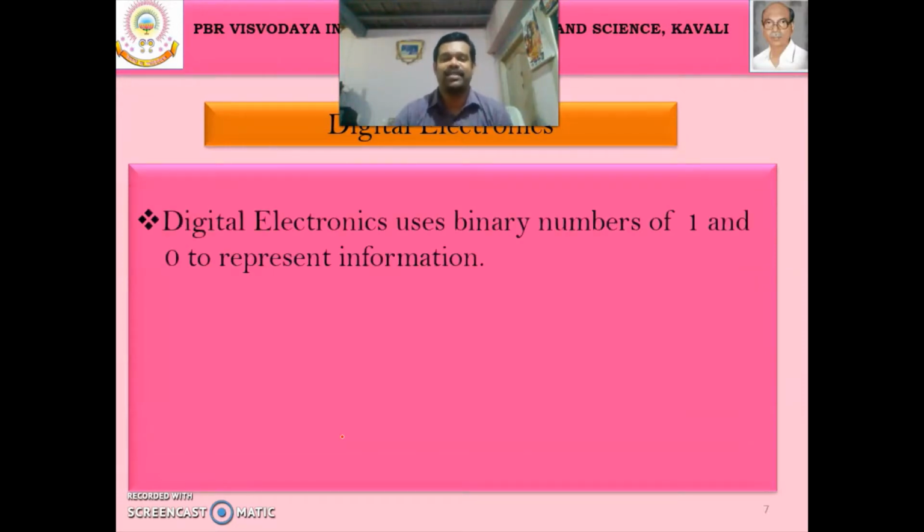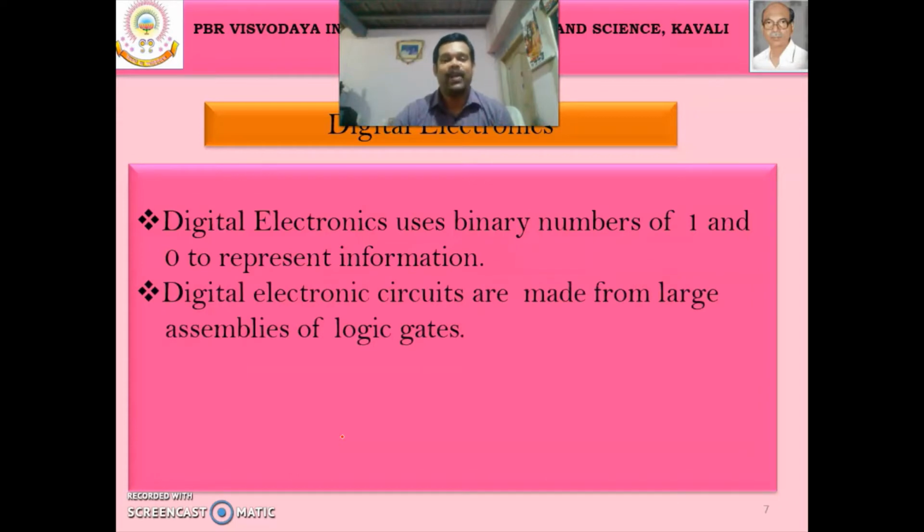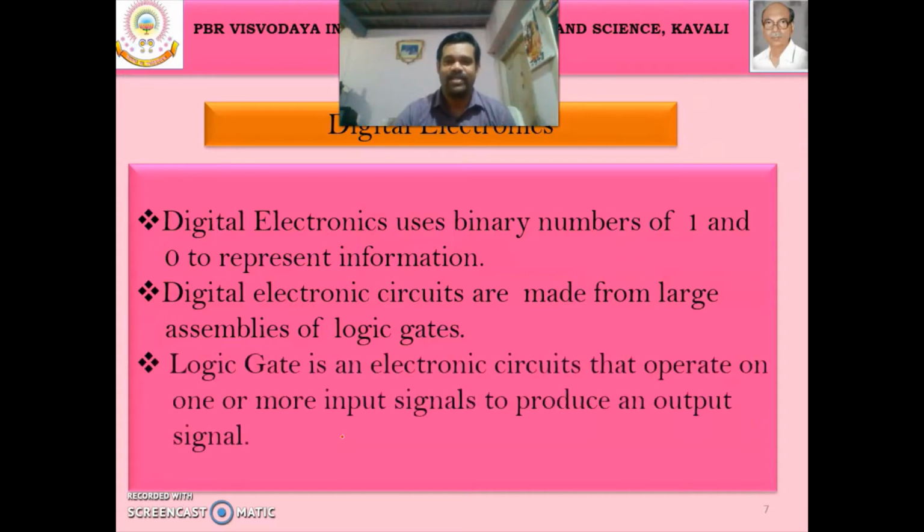Now, digital electronics. Digital electronics uses binary numbers. Bi means 2. So it uses two numbers, 1 and 0, to represent information. Digital electronic circuits are made from large assemblies of logic gates. So what is a logic gate? A logic gate is an electronic circuit. It is having only one output and it can have one or more than one input, and it will perform a logic function. The logic functions are AND, OR, and NOT.